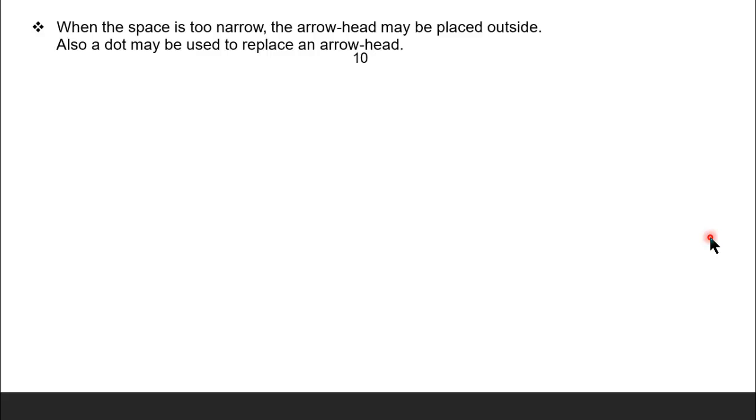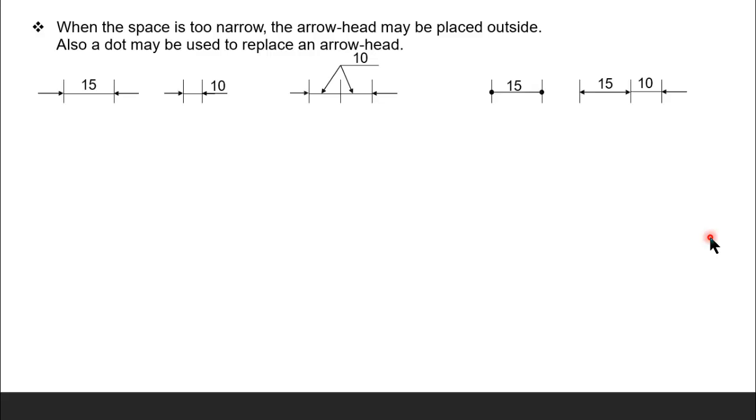Next, in some special cases in real life, we don't have space to show the arrowheads. In that case, we can show the arrowheads outside, pointing towards the dimension figure. Usually we show the arrowheads from outside, but in this case we can show them towards the dimension figure like this also. If we don't have space to write the dimension figure inside, we can write it outside also.